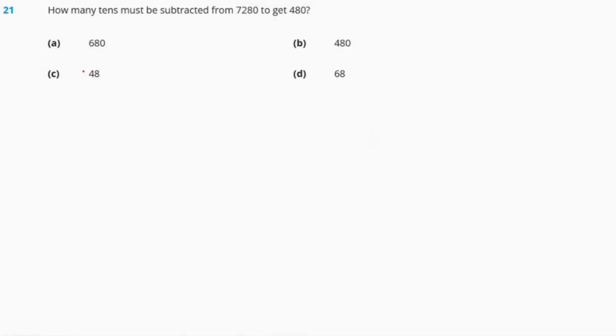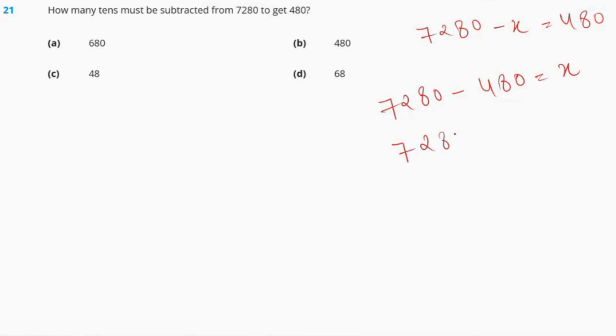Okay, now question 21. How many tens must be subtracted from 7,280 to get 480? Okay, can we form an equation out of this which says 7,280 minus x will give us 480? Can we make this equation? Yes, we can. Okay, now similarly, we can say that 7,280 minus 480 will give us the value of x, right? So now let us subtract these. Okay, let us find the difference between these two.